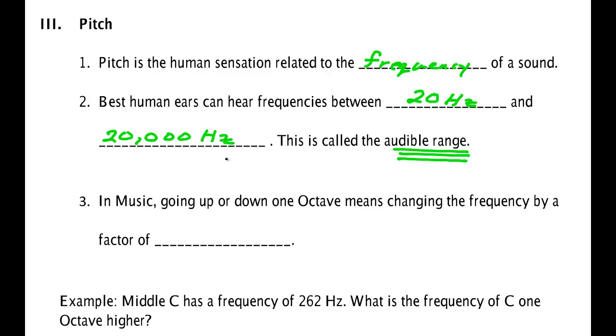If you have an animal like a dog, you may know that dogs can hear higher sounds, what are called ultrasonic sounds. These are frequencies above this. And so you can use a whistle that the dog can hear, but a person cannot hear.